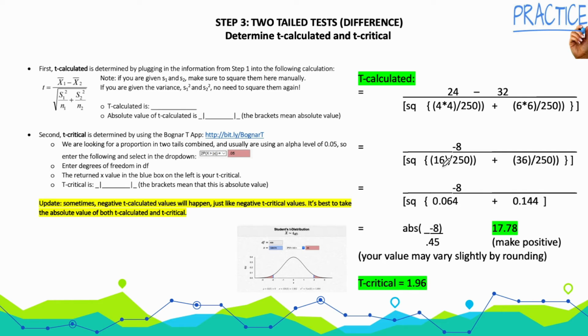So I solve all that information. I do the multiplication and division to get to these two simple numbers. I add them together, and then I take the square root. I get this value. I want to take the absolute value of this fraction when I calculate it. So I've calculated that our t-calculated is 17.78. You might get a slightly different answer depending on if you did some rounding, but this is pretty good to go. Then I went to the Bognar app. I entered degrees of freedom as we've talked about. I selected the right option to get the probability to be distributed between the two tails, and I got a t-critical of 1.96 for an alpha level of 0.05.